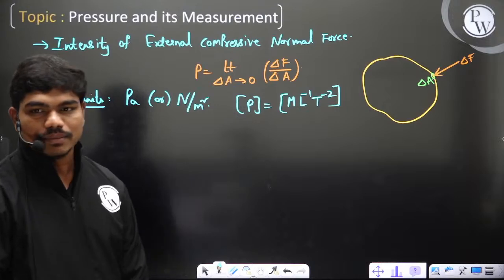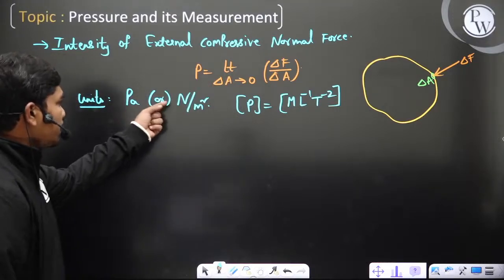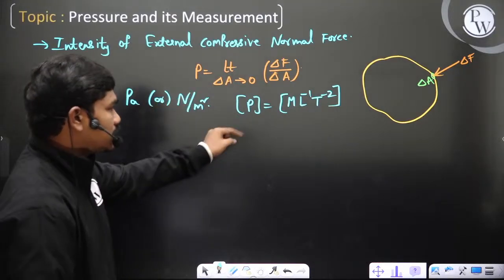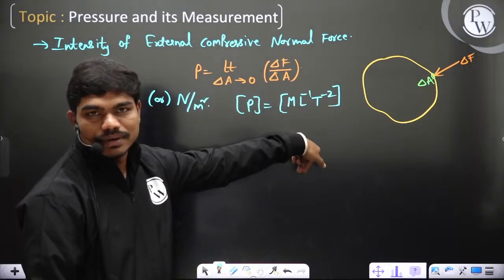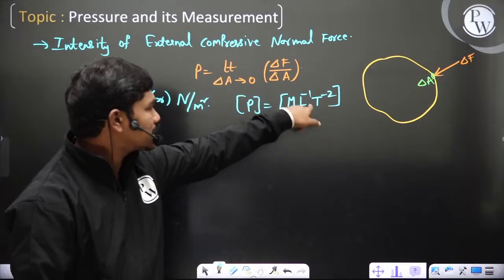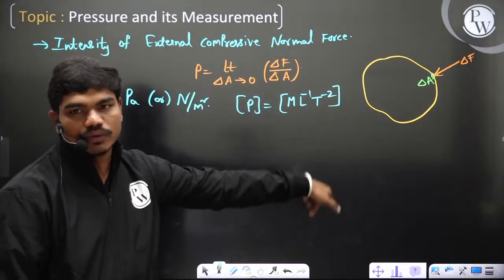So these are the dimensions of pressure, correct? Because Newton can be written as kg meter per second square. So kg meter per second square divided by meter square. So meter by meter square gives you meter power minus 1. So this is M L power minus 1 T power minus 2 in this case.